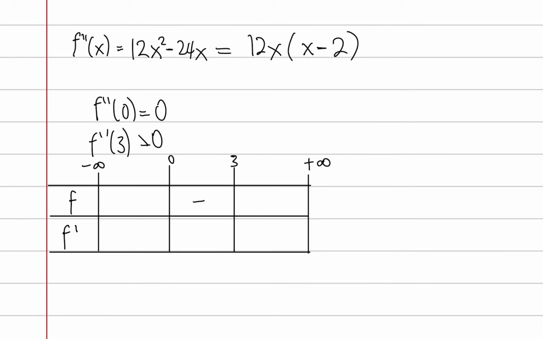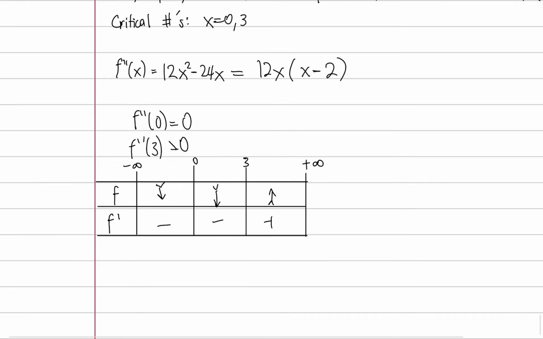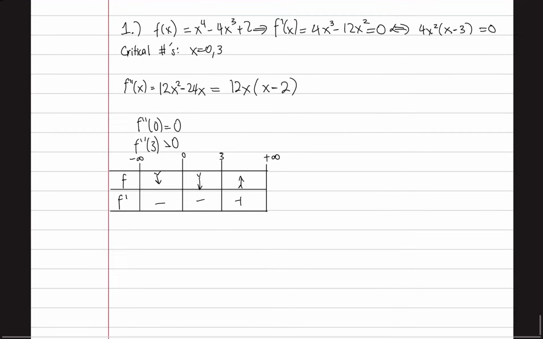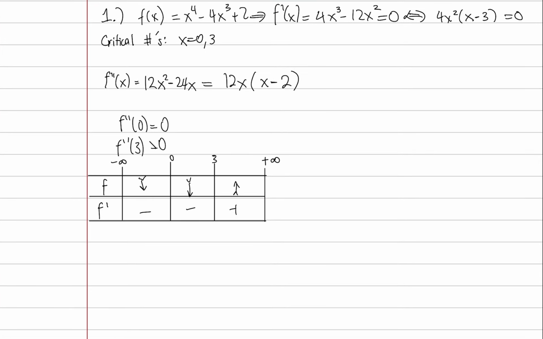So to the left of 3, f prime is negative, right? But to the right of 3, it's positive. So decreasing here, increasing here, okay? What does this mean? Notice that at 0, there is no change in monotonicity, okay? We do not have any change in monotonicity.